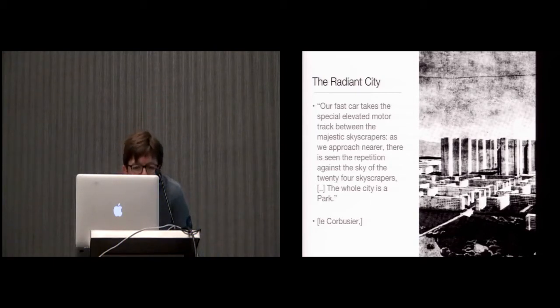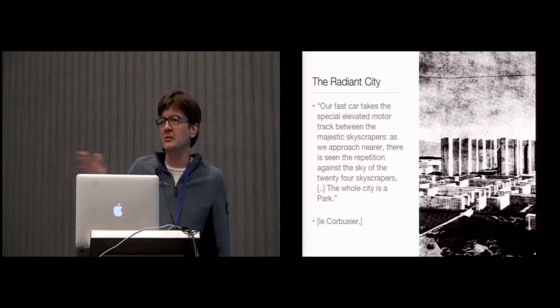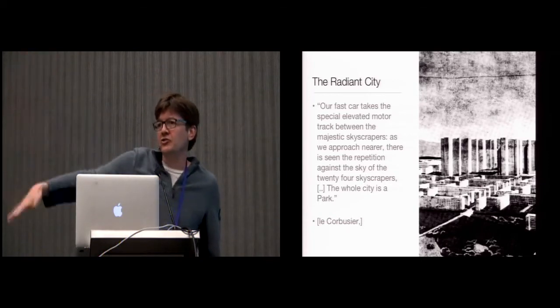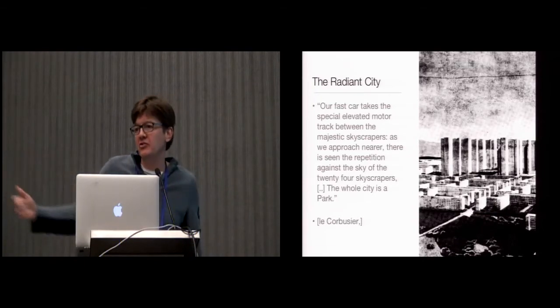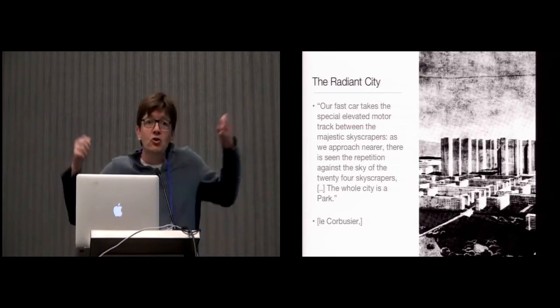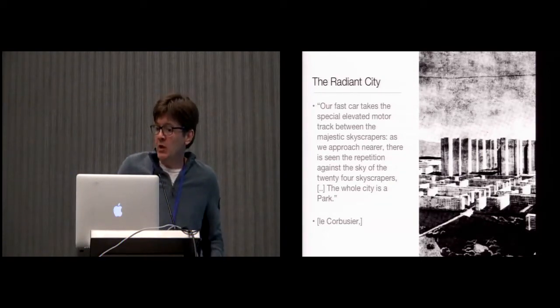And he talks about our fast car taking the special elevated motor track between the majestic skyscrapers as we approach nearer. And I just want you to notice there that, you know, we're in the car with him. It's me and him in that car. There are no other cars on the road. So in these vast skyscrapers where presumably other people live and also have cars, they're not there. And this is a classic trope of advertising which is still with us today. If you watch an advertisement for a car now, the road is gloriously empty, isn't it? It's like they're selling the road more than they're selling the car. And we have this here, you know, at the turn of the century, this vision.